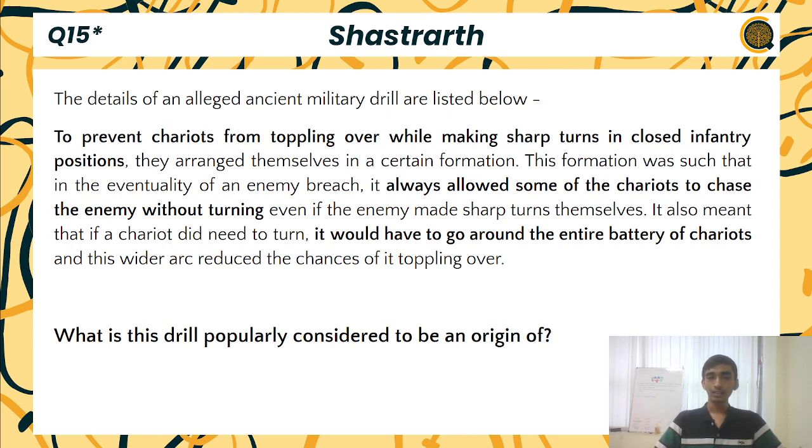The details of an alleged ancient military drill are listed below. To prevent chariots from toppling over while making sharp turns in closed infantry positions, they arrange themselves in a certain formation. This formation was such that in the eventuality of an enemy breach, it always allowed some of the chariots to chase the enemy without turning, even if the enemy made sharp turns themselves. It also meant that if a chariot did need to turn, it would have to go around the entire battery of chariots, and this wider arc reduced the chance of it toppling over.